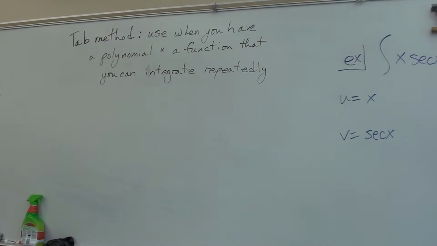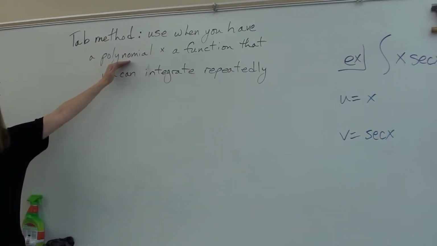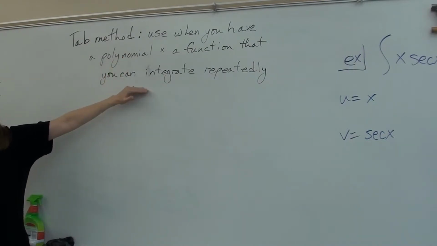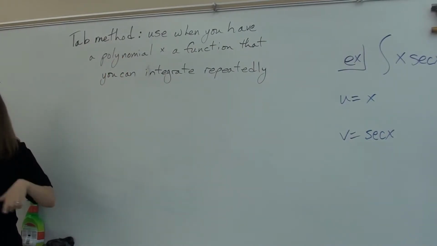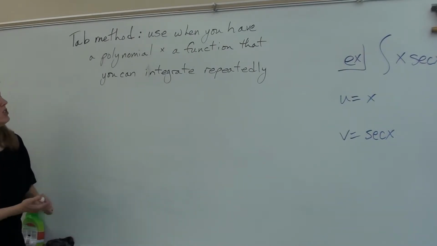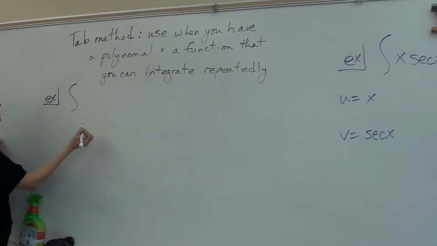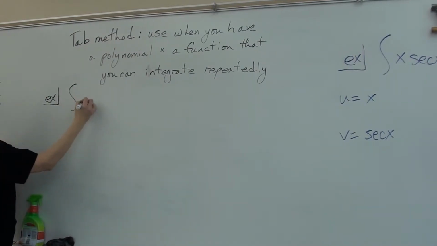So this works when you have a polynomial, a function that can differentiate down to 0, times a function where you can repeatedly integrate it, doing multiple iterations of integration. All right? So here's how it works. I'm going to give you an example, and I'm going to show you what would happen if we were to do this the long way.